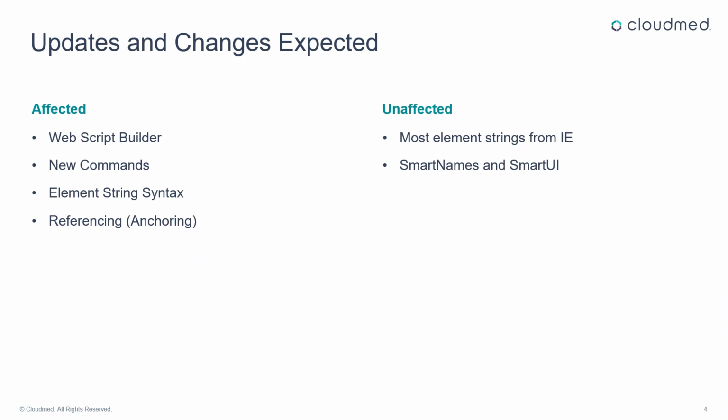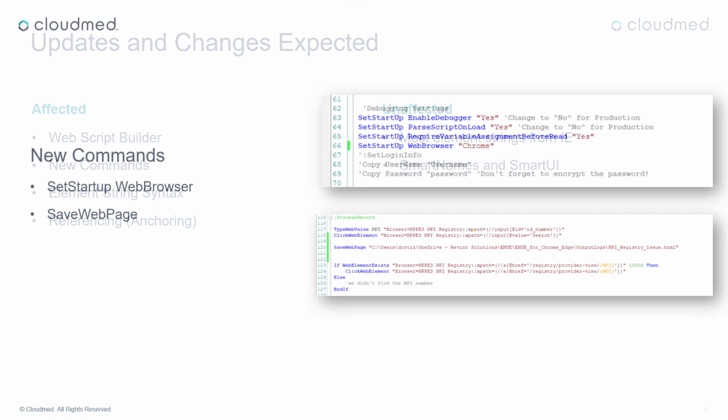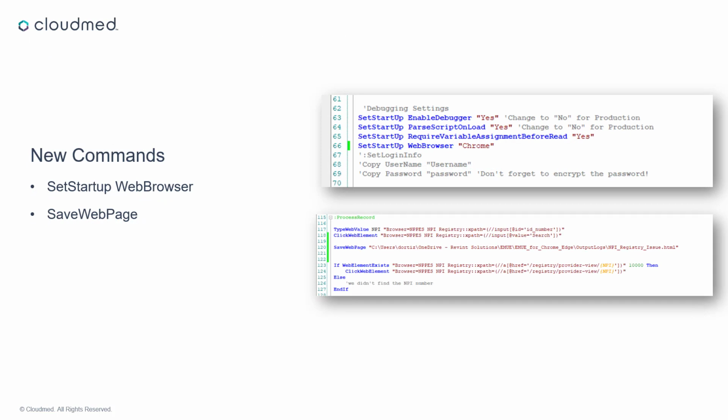Some of the other affected items we can expect is that there will be some new commands in EMUE as well, along with this change. Some of our new commands that you can expect are our set startup web browser, as well as our save web page command. The set startup web browser, this is what gives us the ability to select what kind of web browser we would like to use, whether that be IE, Chrome, or Edge. It defaults to IE right now, but we can always change it.